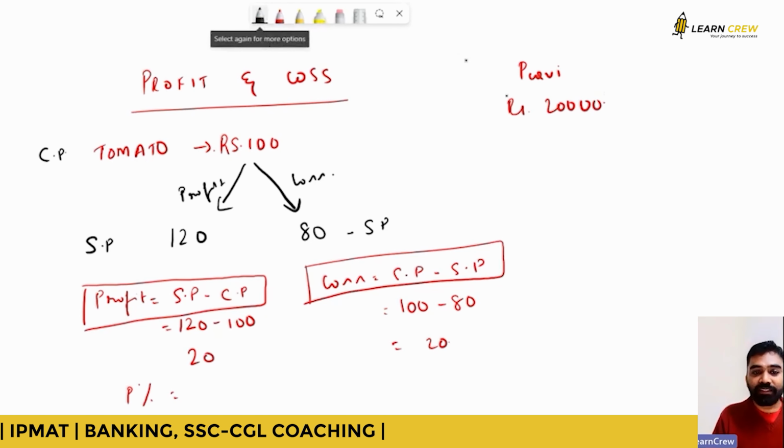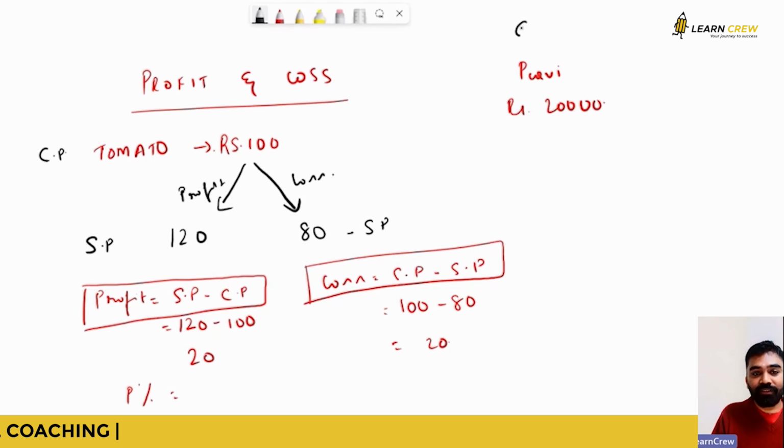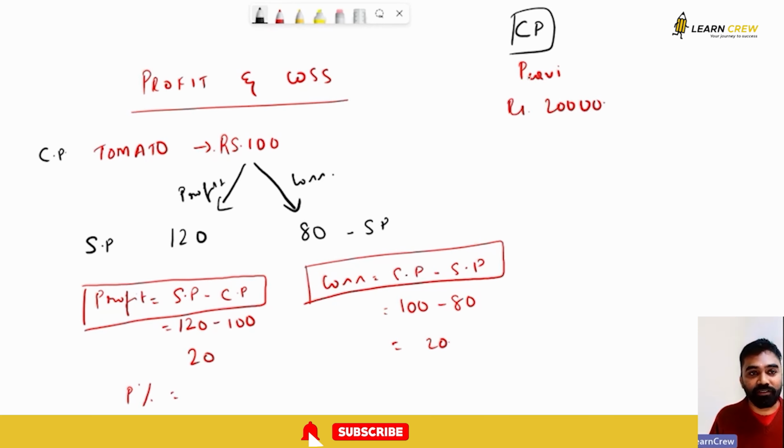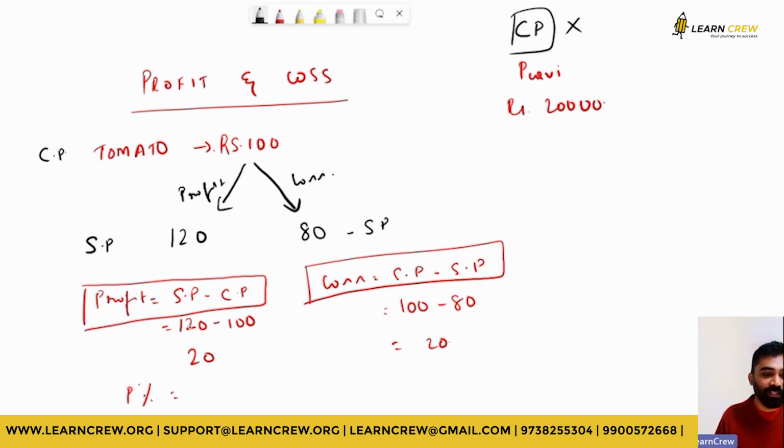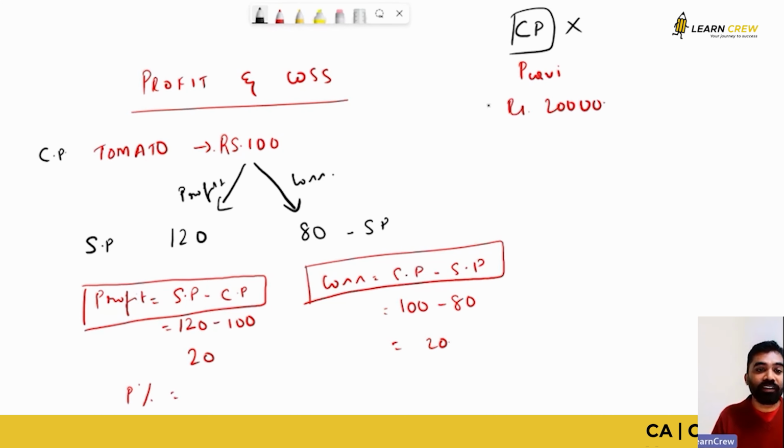So what will make this statement complete? If I give the cost price, will you be able to tell whether it is a profit or a loss? Yes. If I give the cost price, you can tell. If I don't give the cost price, you cannot tell. So what it tells is that our profit and loss both depend on cost price.